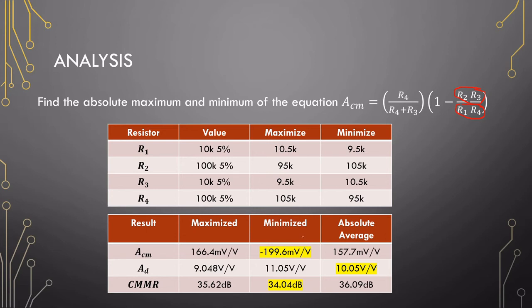Then we just swap the values out to do the minimization, and we will find our minimized terms. So the common mode with the maximized values, we find 166.4 millivolts per volt and almost inverted 200 millivolts per volt for the minimized terms here. Okay, and then I took an absolute average of the two, just to show you that this will kind of average out to this value in general.